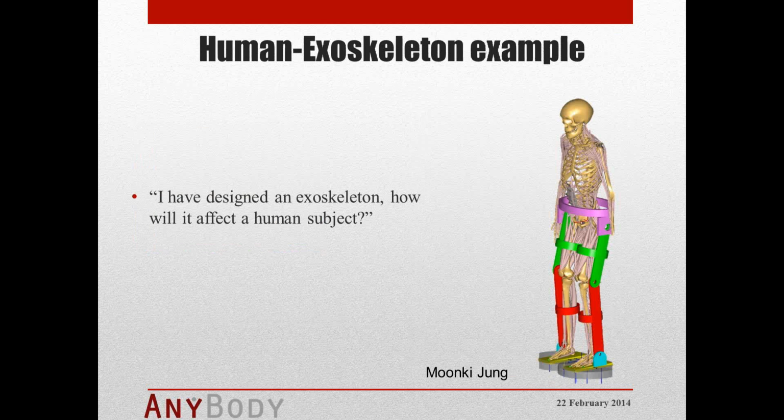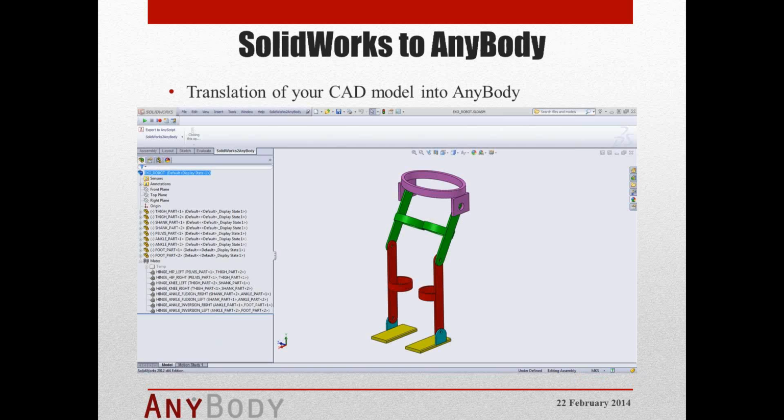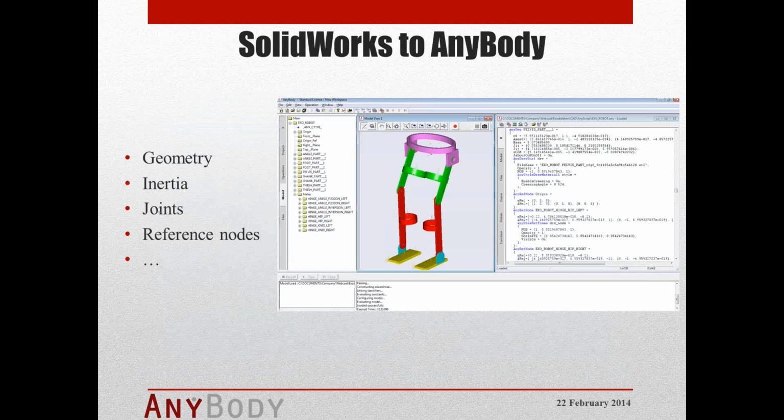So this is now a little example my colleague Moonki prepared for us. So let's say I have designed an exoskeleton and want to know how it will affect a human subject. So how will we proceed in this case? So first of all, we have designed a little exoskeleton in SolidWorks. So we will use the SolidWorks to AnyBody interface to import it into the AnyBody Modeling System. So geometries, inertia, joint locations, dimensions, reference nodes, everything will be automatically brought into the AnyBody Modeling System.